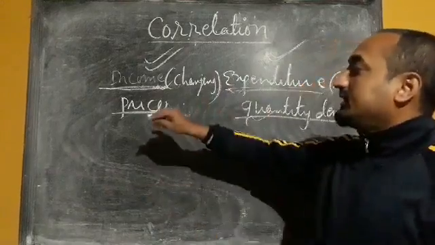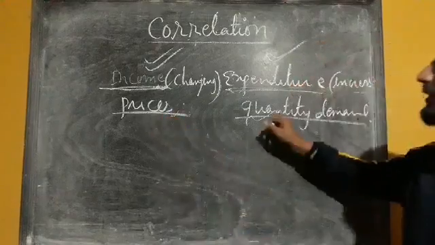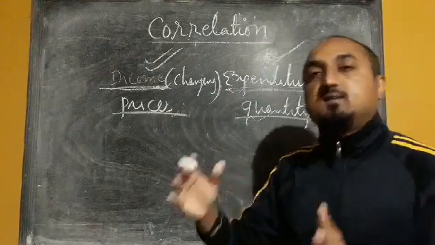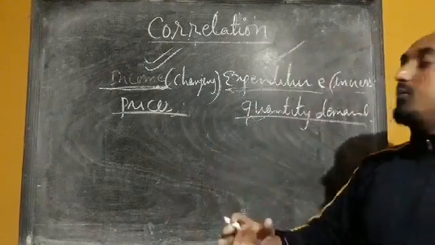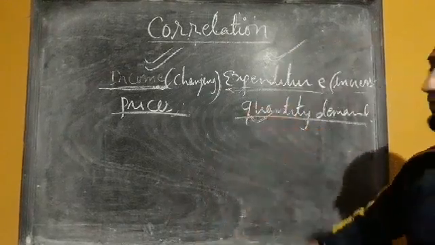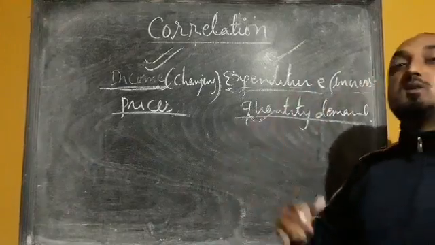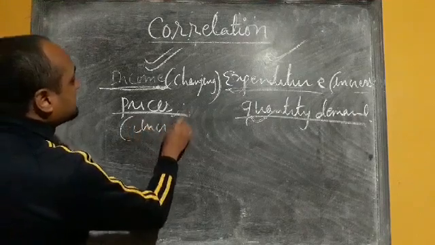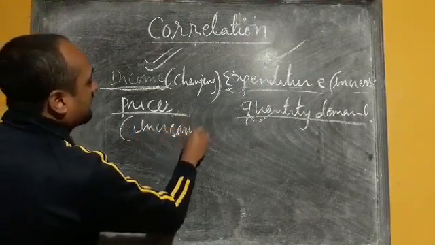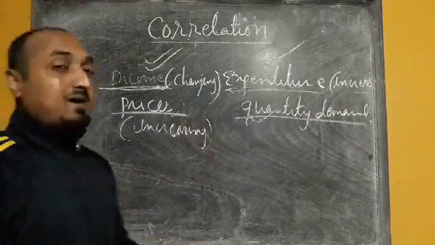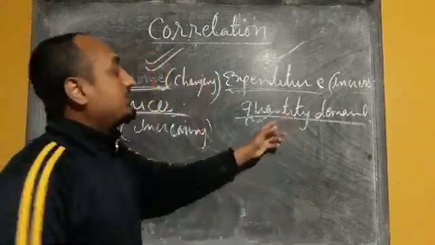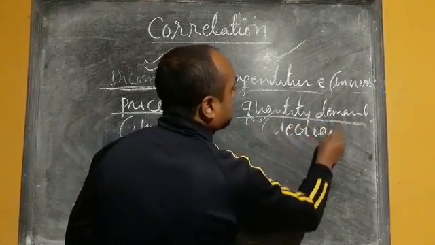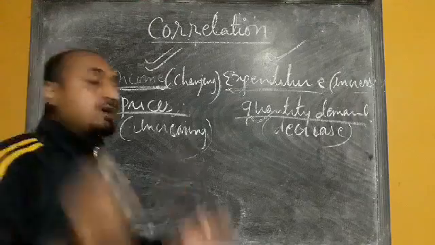Suppose we take two variables, price and quantity demand. If the price of a commodity is either increasing or decreasing, it has the power to influence the quantity demand, so the value of quantity demand will also change. Suppose the price is increasing. When the price of a commodity increases, the quantity demand will decrease.